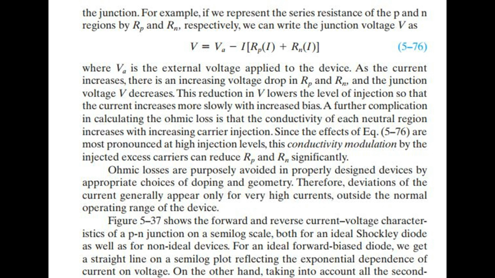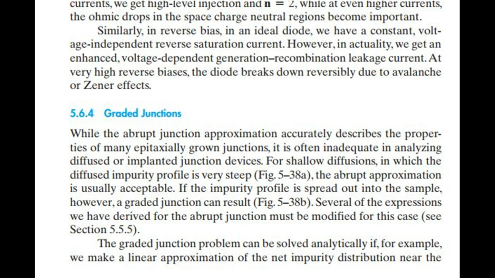Figure 5.37 shows the forward and reverse current-voltage characteristics of a p-n junction on a semi-log scale, both for an ideal Shockley diode as well as for non-ideal devices. For an ideal forward biased diode, we get a straight line on a semi-log plot reflecting the exponential dependence of current on voltage. On the other hand, taking into account all the second-order effects discussed in section 5.6, we see various regions of operation.